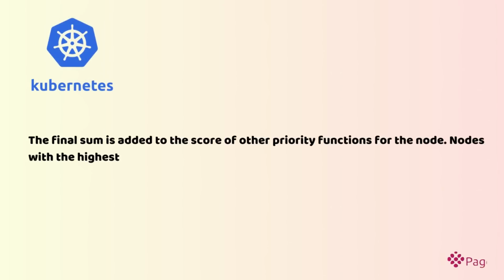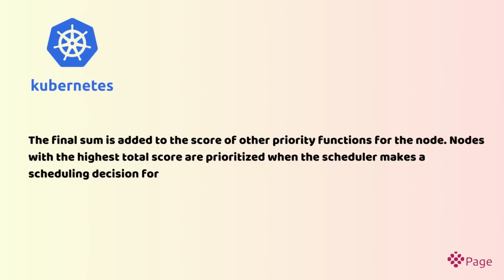The final sum is added to the score of other priority functions for the node. Nodes with the highest total score are prioritized when the scheduler makes a scheduling decision for the pod.